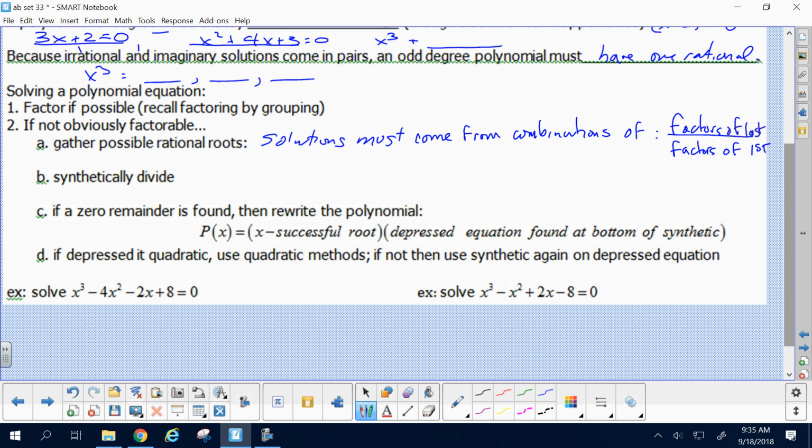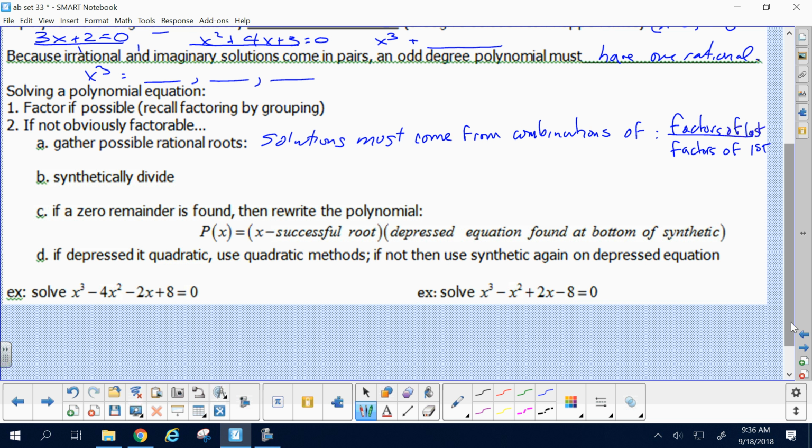Let's do an example here. Just to remind you, 3x plus 2, x minus 1. Okay, so check this quadratic out. This quadratic factors that way, okay? What are the solutions? What are the roots? 1 and negative 2/3, okay?